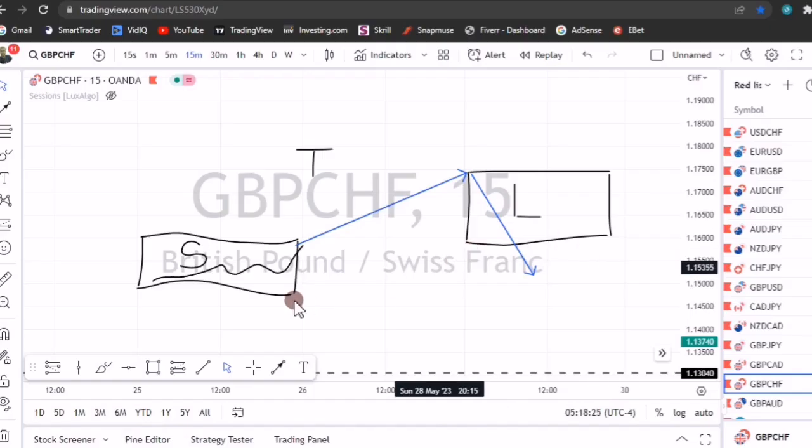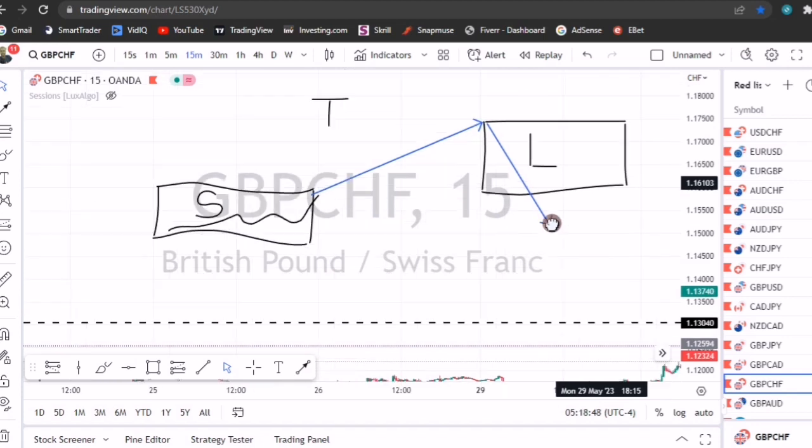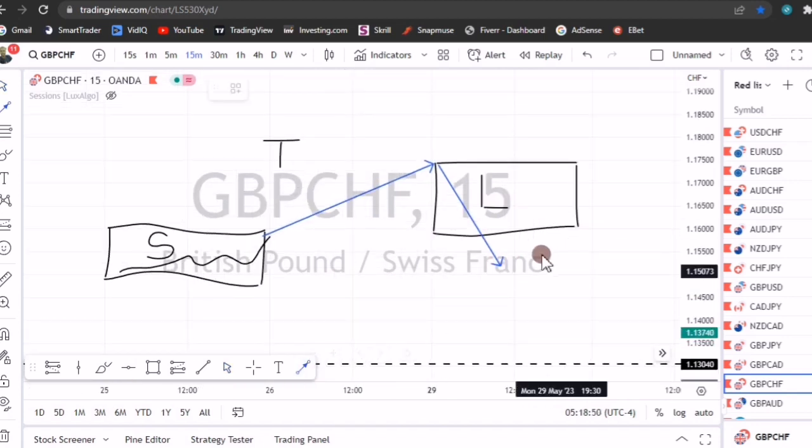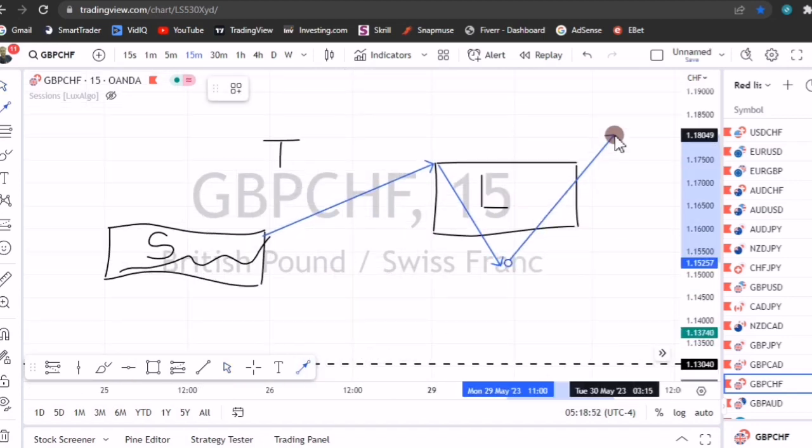Okay, so let's proceed, guys. Let's come back to Gbpchf. What I said is that when price comes out of Sydney and gets into Tokyo, observe the trend. If it is an uptrend, when the London session opens, it is going to move in opposite of that for at least 15 to 20 pips. Then it can take maybe another direction.